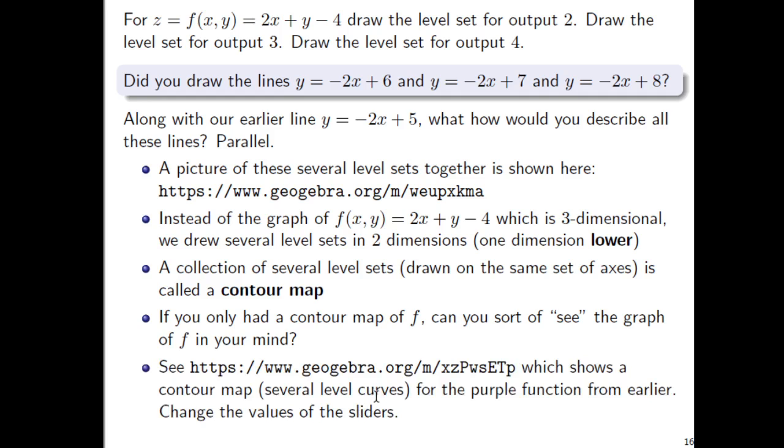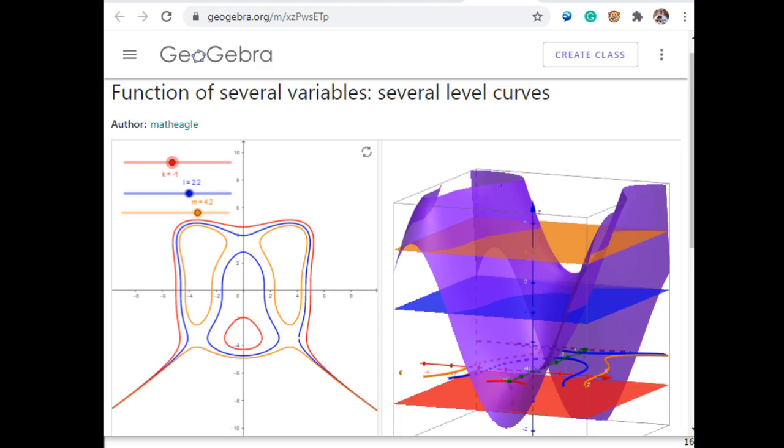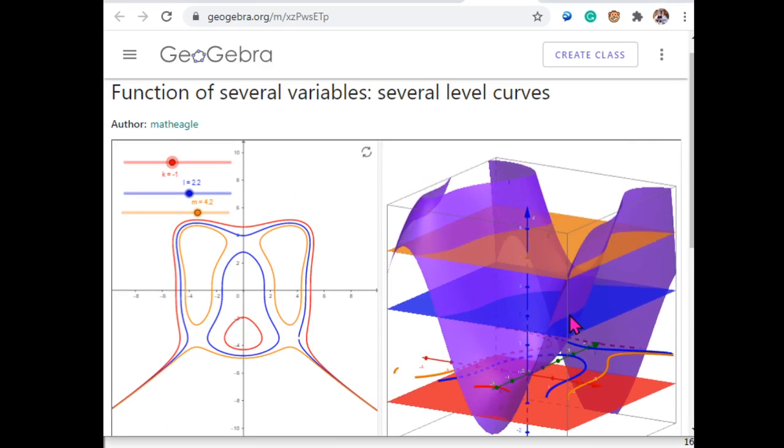And then let's click on one more link here. Okay, so what you're seeing here is that earlier wacky function that you saw the graph of in purple.